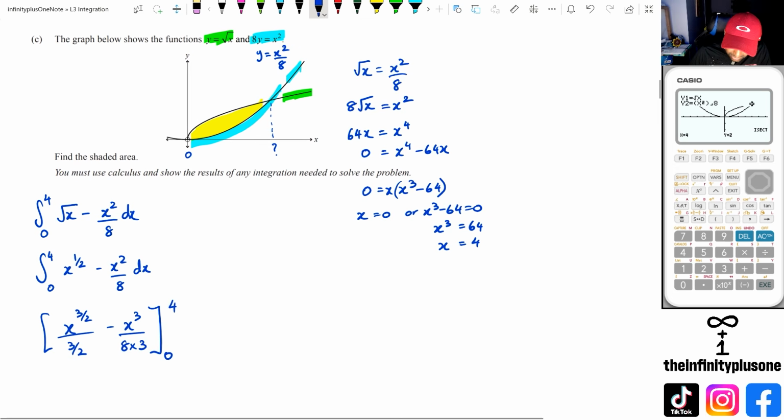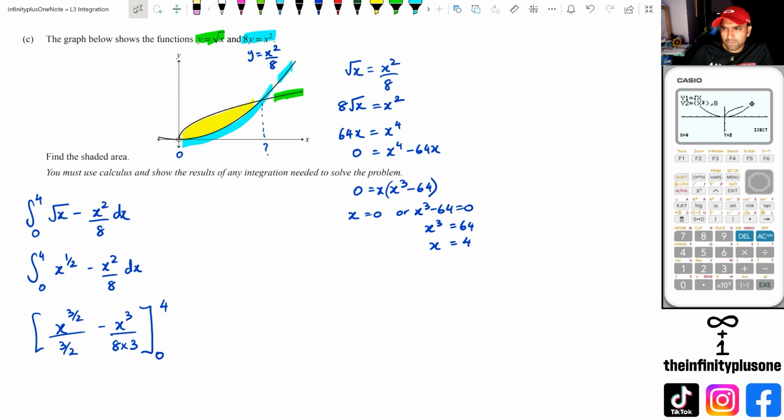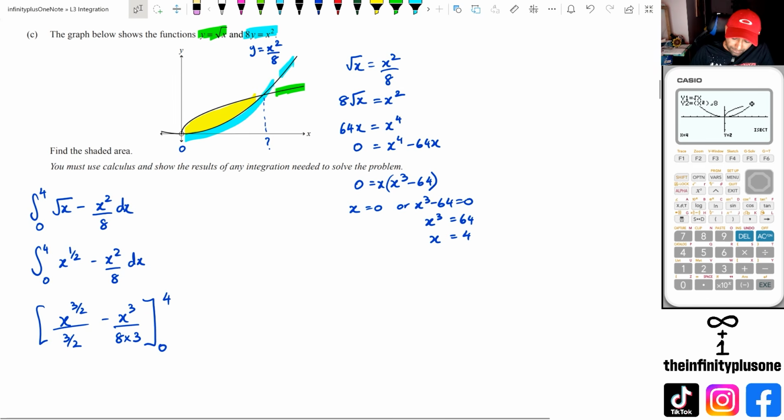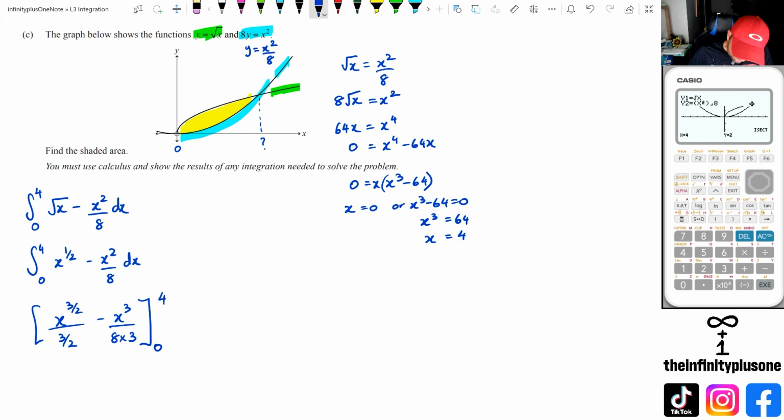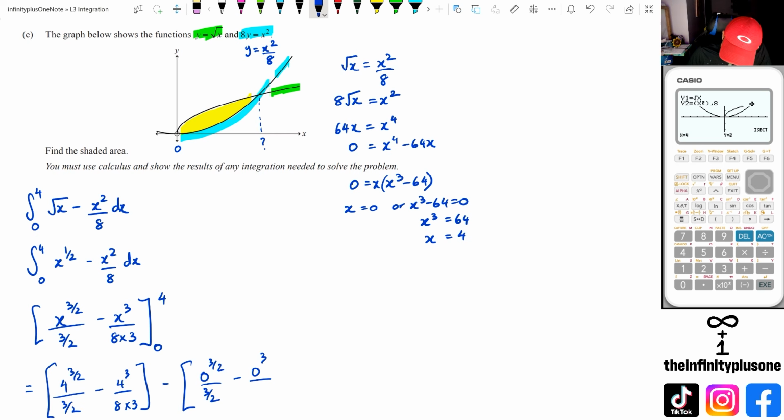Now, when I have actually done these questions on paper, what I tend to do is I kind of do this and then I just substitute the values. So I go 4 to the power of 3 over 2 over 3 over 2 minus 4 to the power of 3 over 8 times 3 minus, I've got 0 to the power of 3 over 2 over 3 over 2 minus 0 to the power of 3 over 8 times 3. So you can put this in the calculator and you can actually work out the answers because we've done pretty much most of the work.